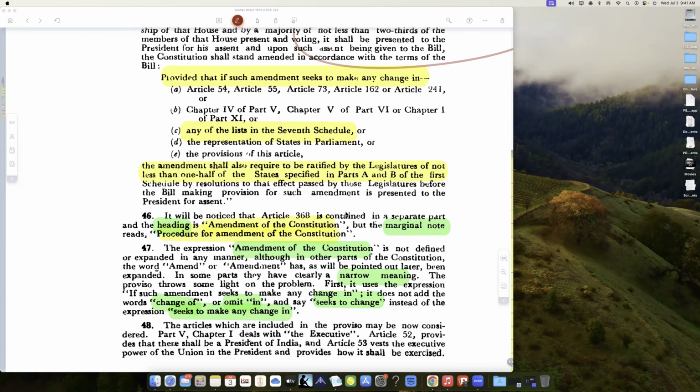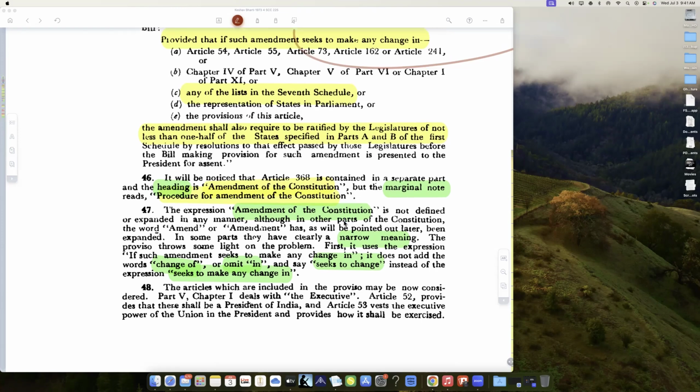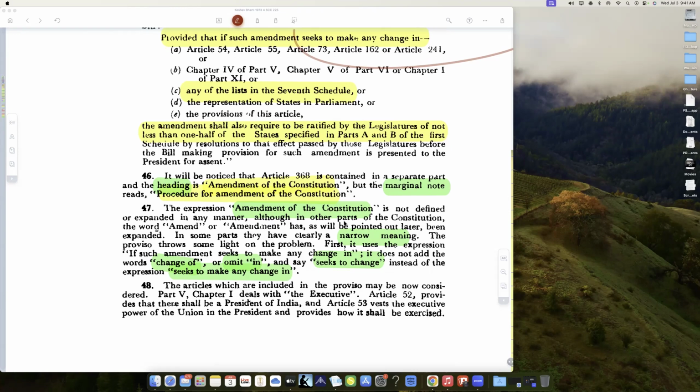It will be noticed that Article 368 is contained in a separate part, and the heading is Amendment of the Constitution. But the marginal note reads as Procedure for Amendment of the Constitution. The expression "amendment of the Constitution" is not defined or expanded in any manner. Although in other parts of the Constitution, the word amend or amendment has, as will be pointed out later, been expanded. In some parts, it has clearly a narrow meaning. The proviso throws some light on the problem. First, it uses the expression "if such amendment seeks to make any change in." It does not add the word "change of" or "omit in."